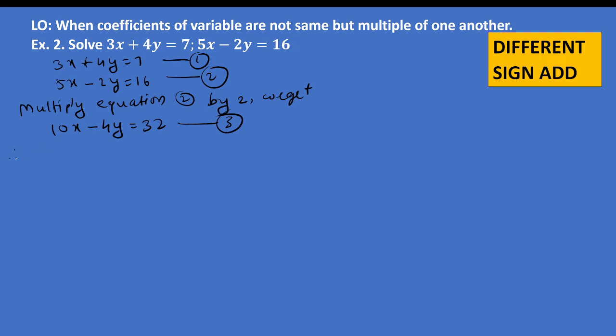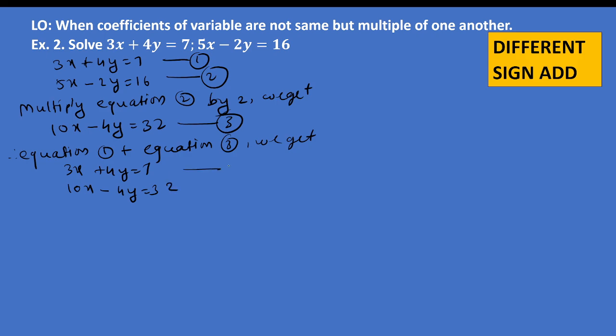So therefore equation 1 plus equation 3, let's see what we get. It is 3x plus 4y equals 7, and it is 10x minus 4y equals 32. This is my equation number 1, this is my equation number 3, and since we are adding, no term will change the sign.